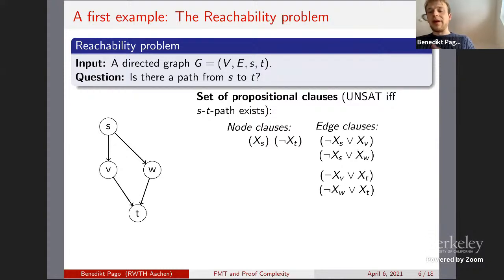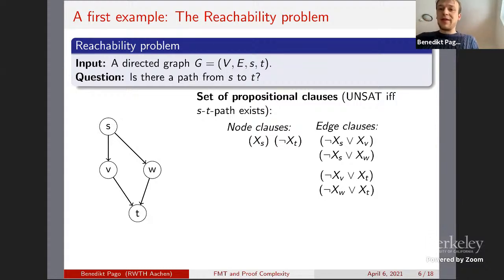So we take a set of propositional clauses, which is unsatisfiable if and only if there is a path from S to T. We use for each vertex in the graph a propositional variable, and the meaning is that the variable must be set to 1 if it is reachable from S. So this is in fact a Horn formula whose minimum model is the set of all reachable vertices. For each edge, we have an implication that says if the predecessor is reachable, then also the successor is reachable. And in the end, we have this clause not X_T, so that the formula is unsatisfiable if and only if T is reachable.